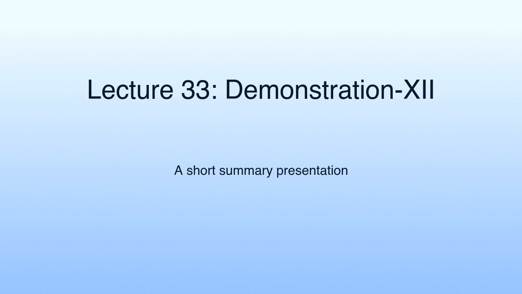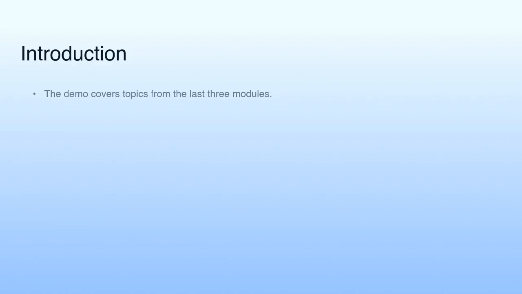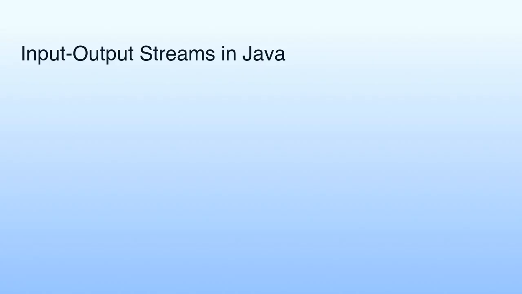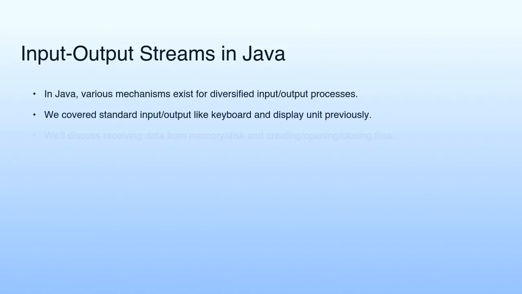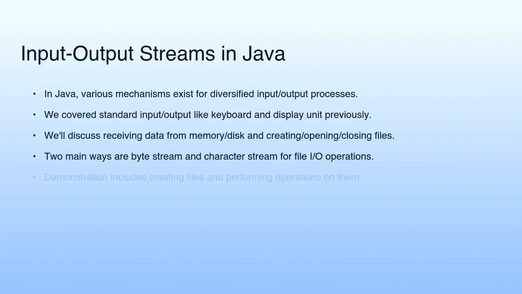Lecture 33 Demonstration XII. This demo covers key topics from the previous 3 modules on input-output streams in Java. In Java, there are various mechanisms for diversified input and output processes. We have previously covered standard input from the keyboard and output to the display. Now we will discuss receiving data from memory or disk and creating, opening and closing files.